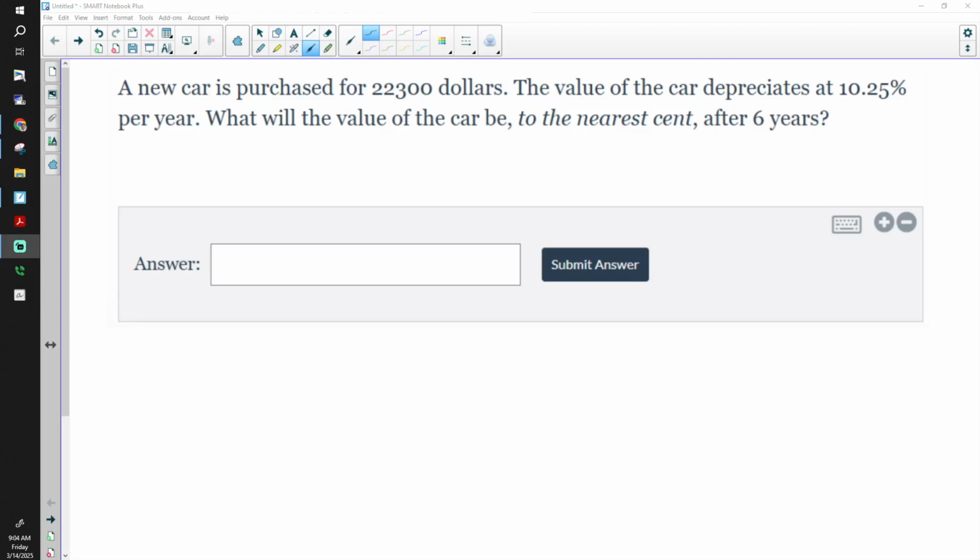What's up, Algebra 1? Here's a review of your Delta Math assignment. Here's one of each question to help assist you if you're going to complete the Delta Math assignment.